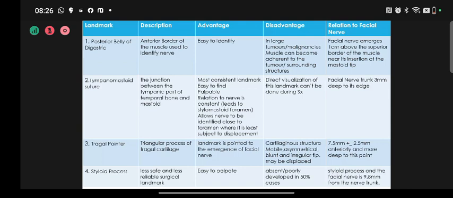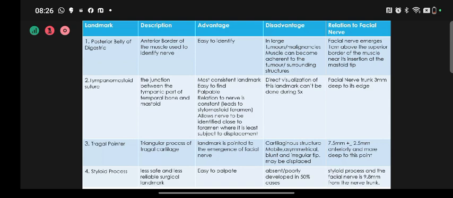The disadvantage of using the tragal pointer is that it is a cartilaginous structure. It is mobile, asymmetric, blunt, has an irregular tip, and may be displaced by large malignancies or large lumps of the parotid. Next is the styloid process.